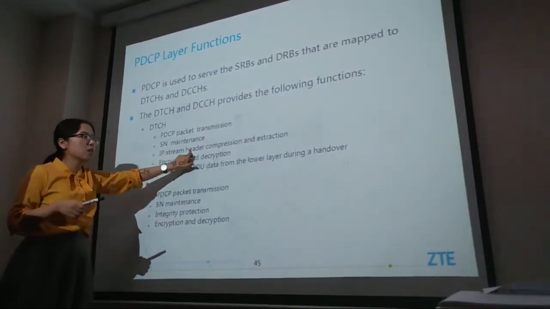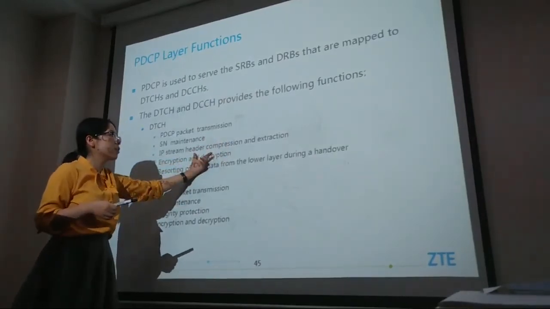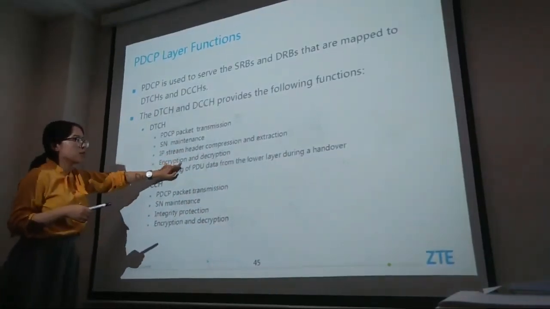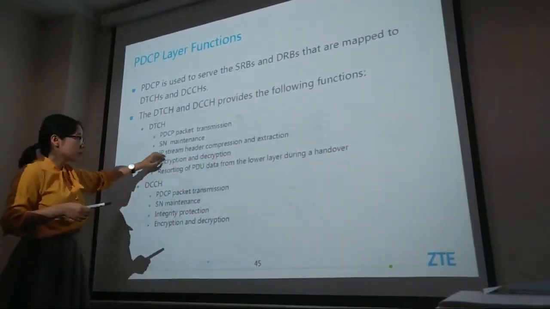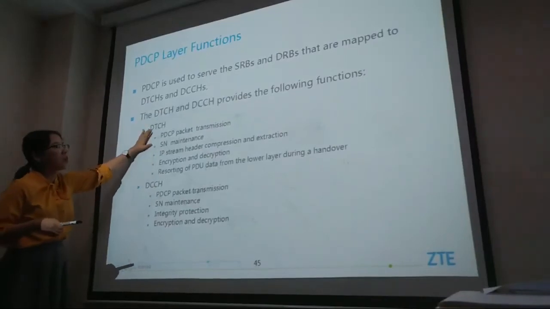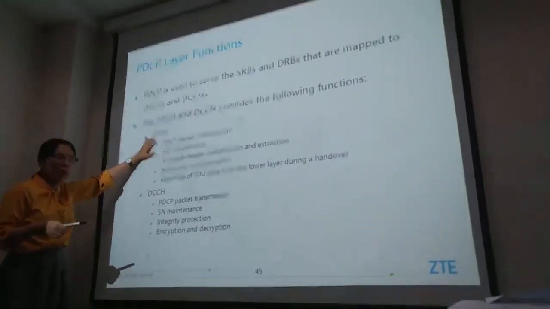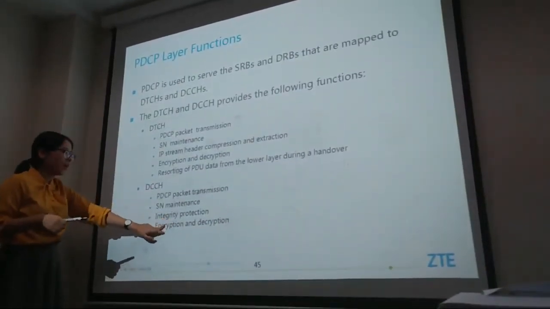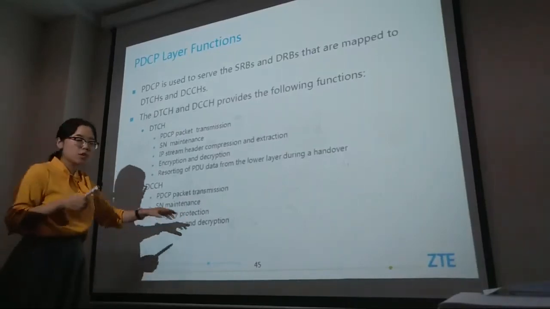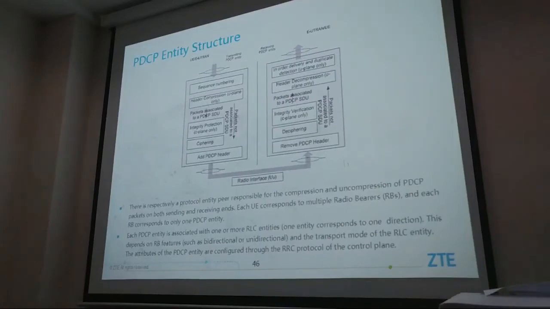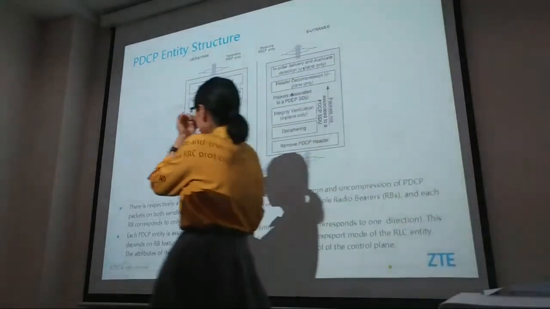And another two are the basic functions. One is header compression. If we add header compression, we need decompression. And the other is encryption and decryption. This is for the user plane. For the control plane, it's almost the same as the user plane, but different here: there is no IP header compression, and it adds integrity protection. For signaling, we should give it integrity protection. These are the functions.